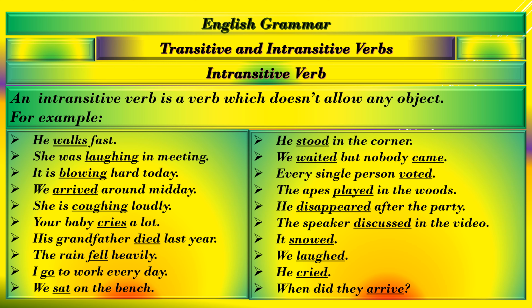He stood in the corner. We waited, but nobody came. Now in this sentence there are two intransitive verbs, waited and came. Every single person voted. The apes played in the woods. He disappeared after the party. The speaker discussed in the video. It snowed. We laughed. He cried. When did they arrive?